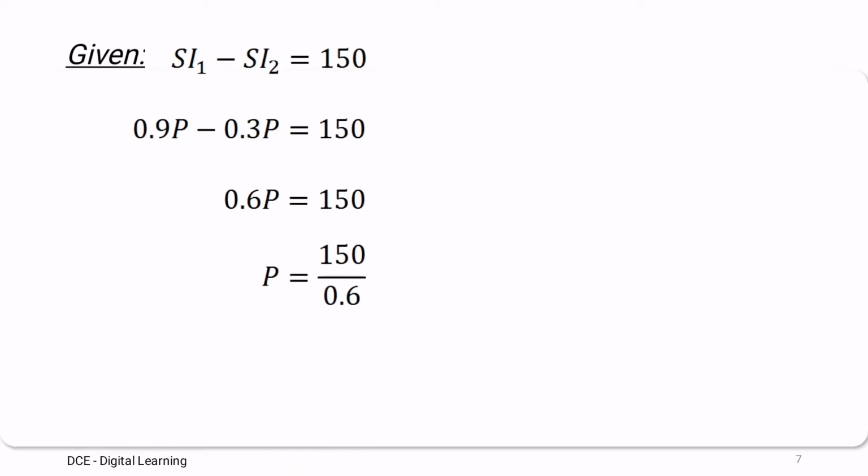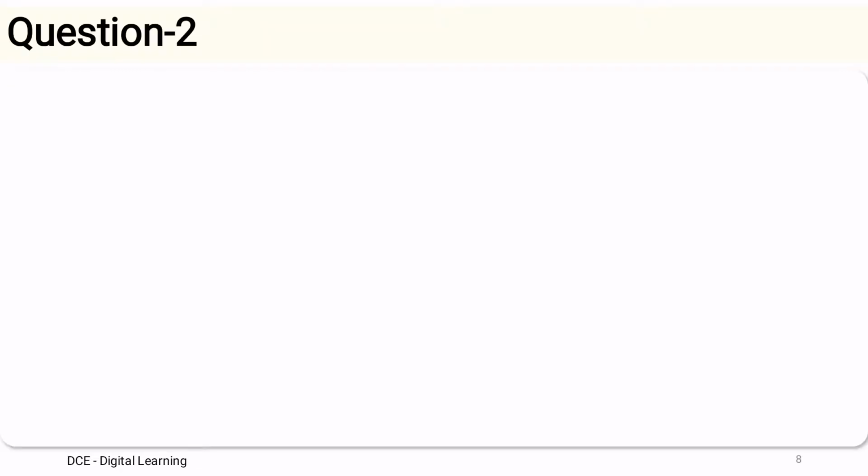equals 150. So therefore P equals 150 divided by 0.6. So 0.6 from left hand side to right hand side, it would become denominator. So 150 divided by 0.6 is rupees 250. So the principal amount is rupees 250.